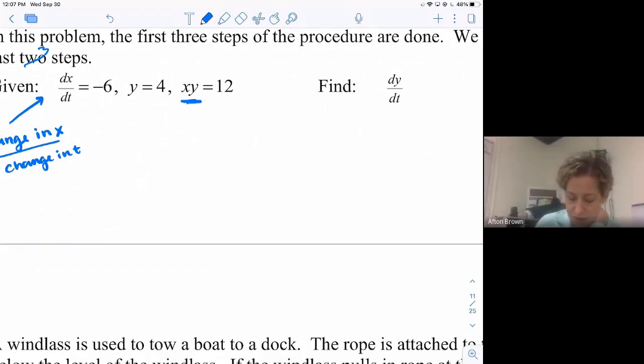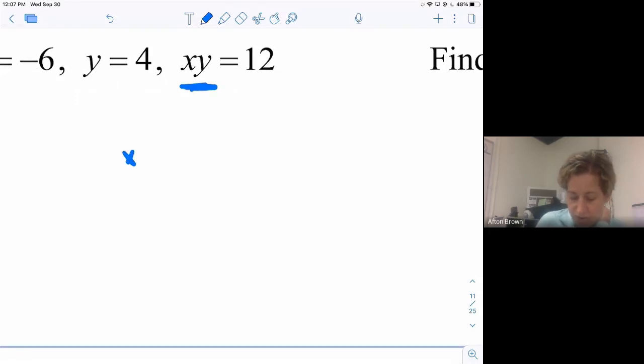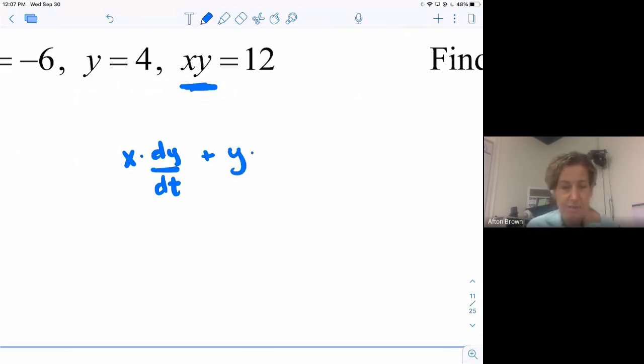Product rule, thank you. Product rule is first times the derivative of the second, plus the second times the derivative of the first. The only thing that's different is we're taking the derivative of y with respect to time, so instead of writing dy/dx, we write dy/dt. The first function is x, so we take the derivative of x with respect to time. In your last couple of assignments it was dx/dx, so we didn't have to write it, but this time, since there's a t on the bottom, we have to write dx/dt. And then the derivative of 12 is 0.